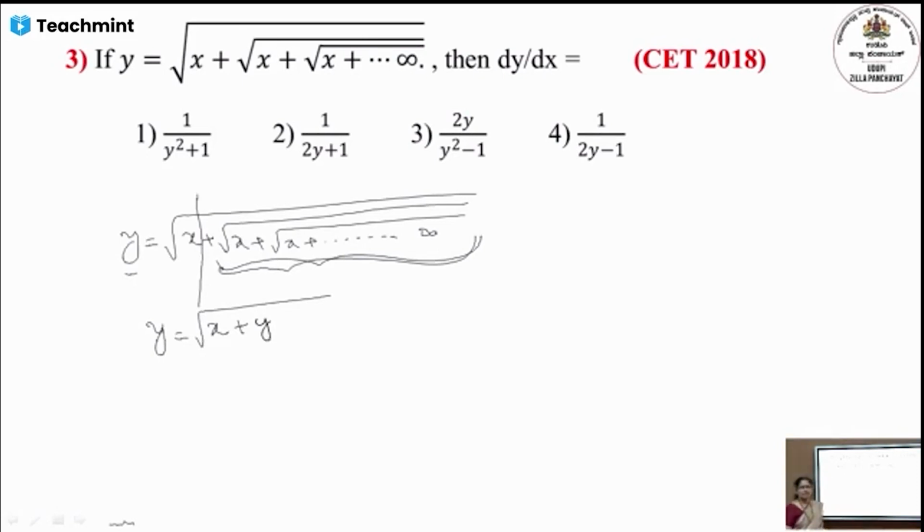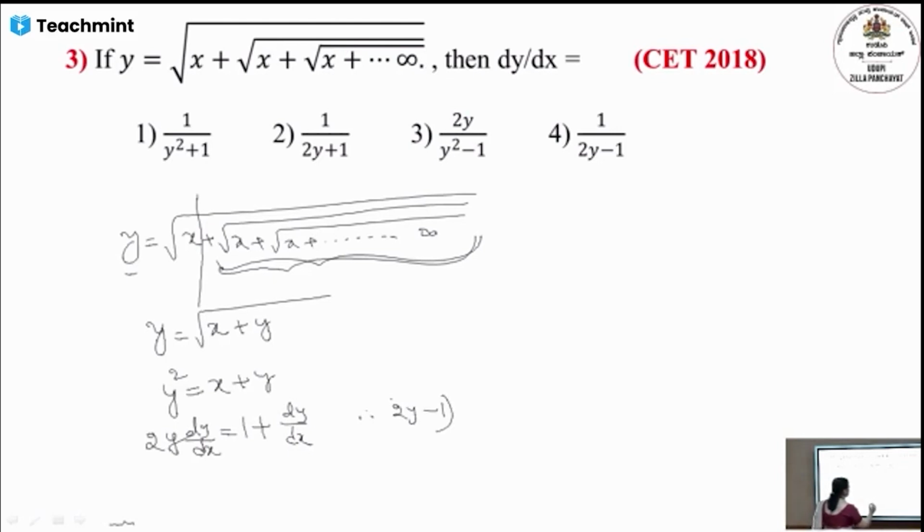And I don't like differentiating a root. So what I will do, I will square on both sides. y squared is equal to x plus y. Now I will differentiate. 2y dy by dx is 1 plus dy by dx. Derivative of y squared is 2y. Derivative of y is dy by dx.